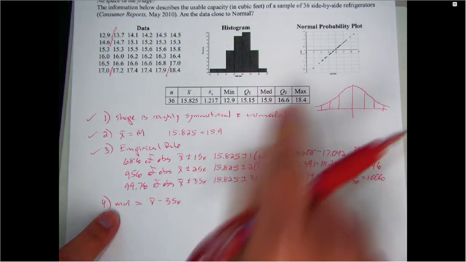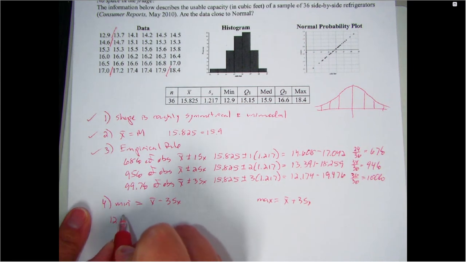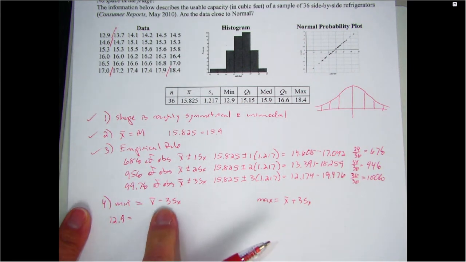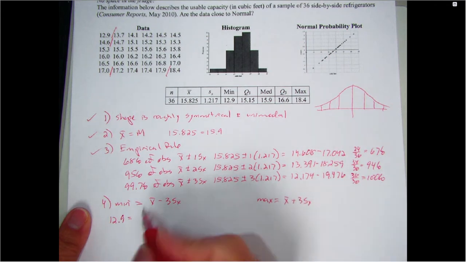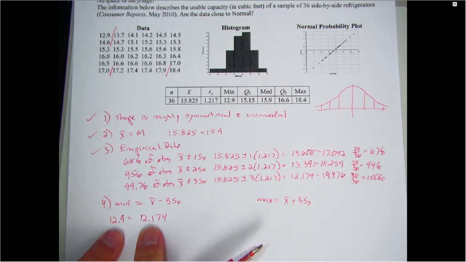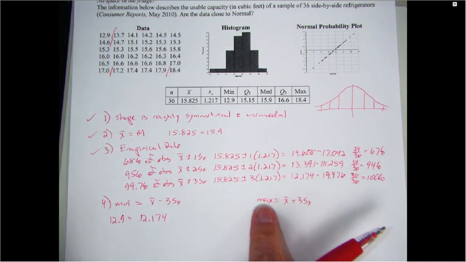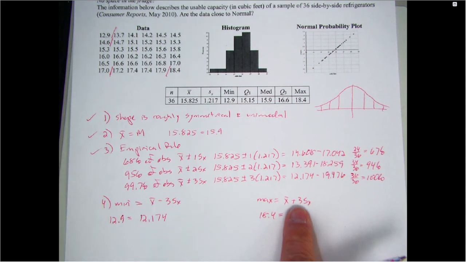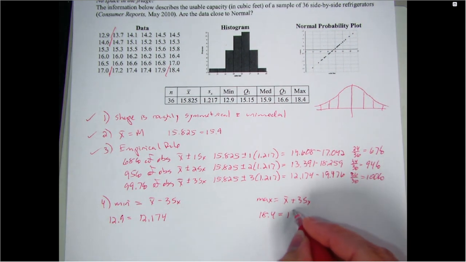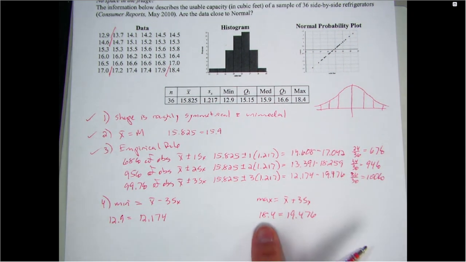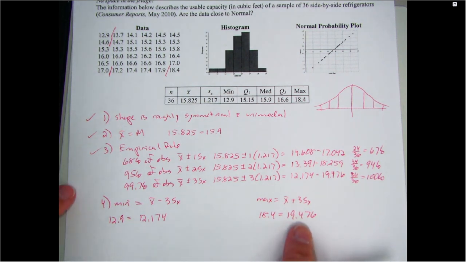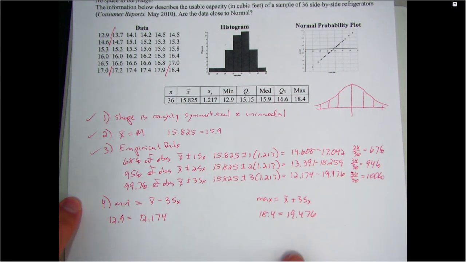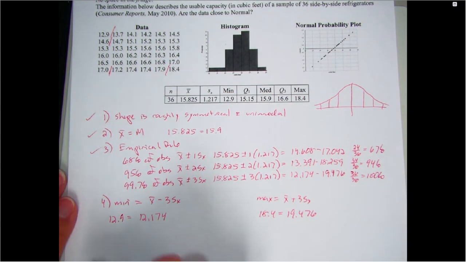Well, the min and the max are up in my numerical summary here, and I've already done the mean minus 3 standard deviations. That's 12.174. That's pretty close, not too bad. The maximum is 18.4, and my mean plus 3 standard deviations is 19.476. That's kind of getting a little far away, but not too bad. I guess I won't put a check there because it's not as strong as the others, but it's still not bad.